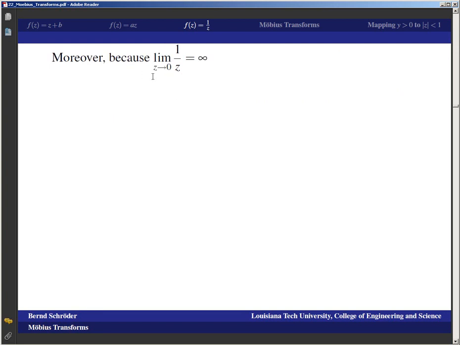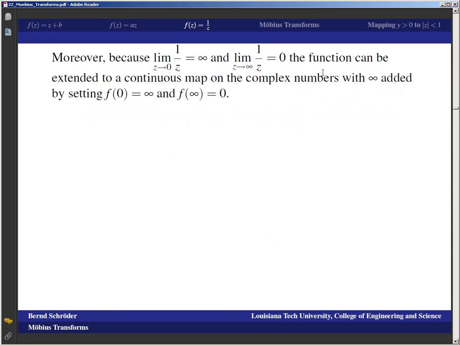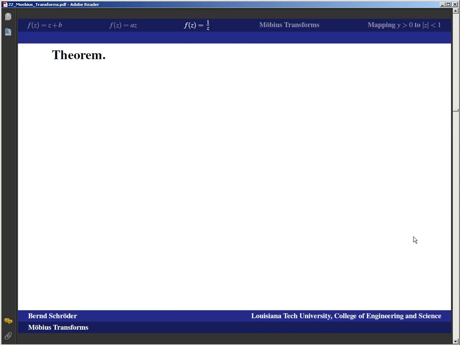Moreover, because when z goes to 0, 1/z goes to infinity, and when z goes to infinity, 1/z goes to 0, the function can be extended to a continuous map on the complex numbers with infinity added. We would do that by saying that we map 0 to infinity and infinity to 0. That is something that ultimately makes sense because we visualize lines as circles with infinite radius. We want to think about what happens to places where these functions are undefined and what happens to the point at infinity. Okay, so what does this function do to circles and lines?